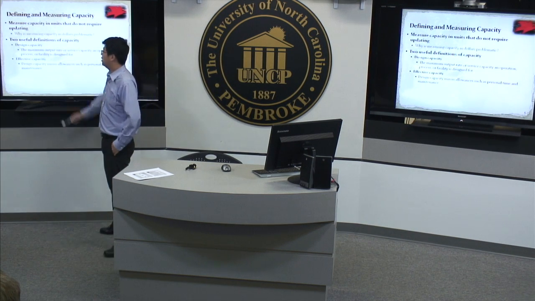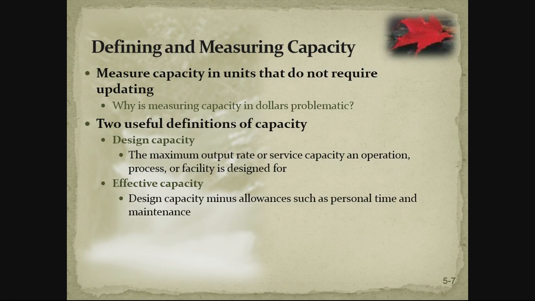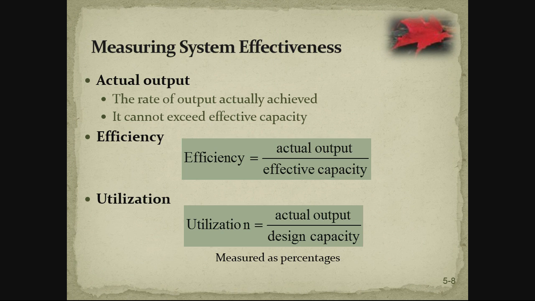Two useful definitions of capacity we have discussed are the design capacity and the effective capacity. Now, some measurements. First, the actual output cannot exceed the effective capacity, so it's always less than the effective capacity. The first measurement of capacity is called efficiency. Efficiency is equal to the actual output, the numerator, divided by the effective capacity, the denominator. So it's always between 0 and 1, because the actual output is less than or equal to the effective capacity.